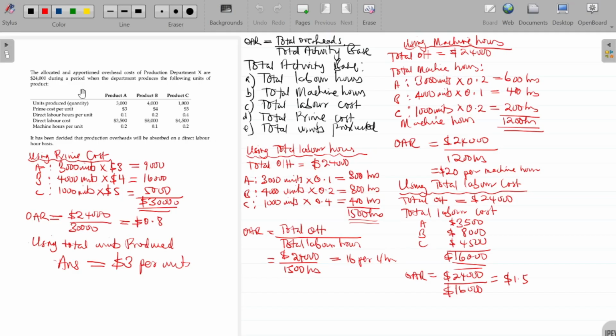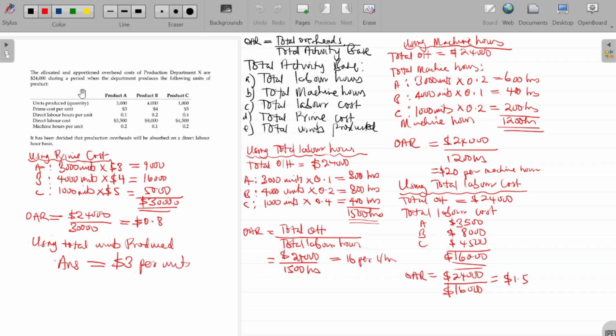Let's use the total labor cost. In the question, we've seen that the direct labor cost per product is 3,500 for A, 8,000 for B, and 4,500 for C. So when we add 3,500, 8,000, and 4,500, we get $16,000 as the total labor cost. The overhead absorption rate will be 24,000 as given in the question divided by 16,000, giving us $1.5 per labor cost.